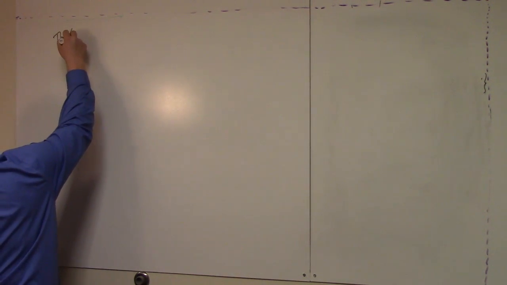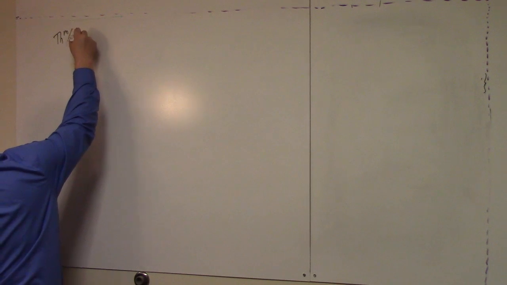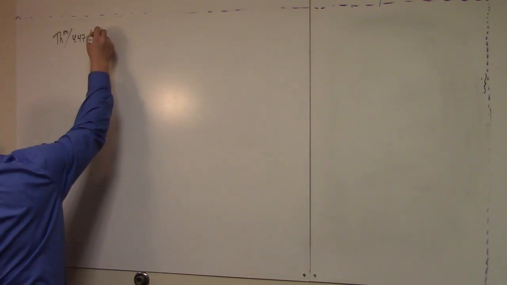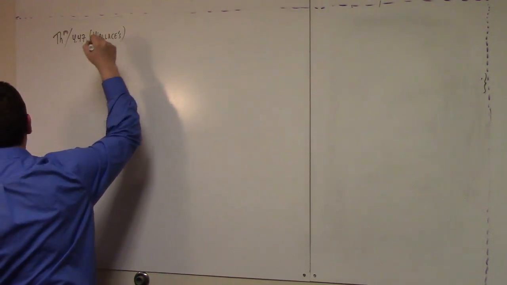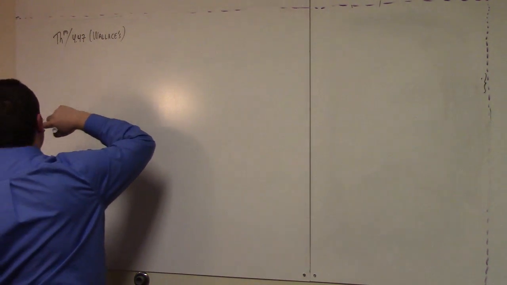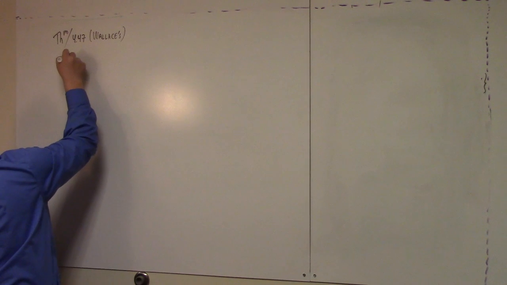Theorem 4.47, again as usual, from Marco Manetti. Man, I love that name. Wallace's theorem. And here's what he has. Let X and Y be topological spaces.